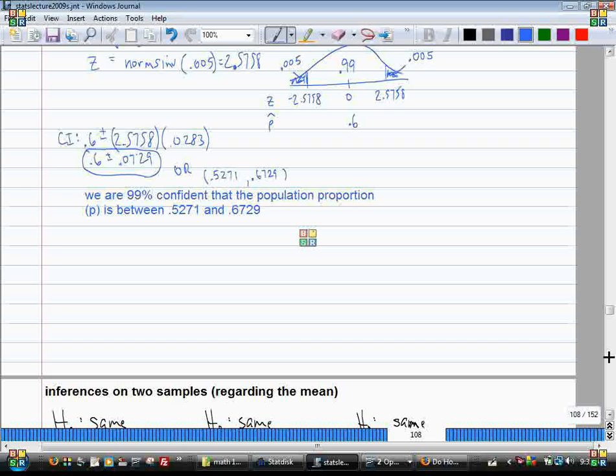Notice that in this case, you really have two separate populations. What would the first population be? Men, and the second population is women.